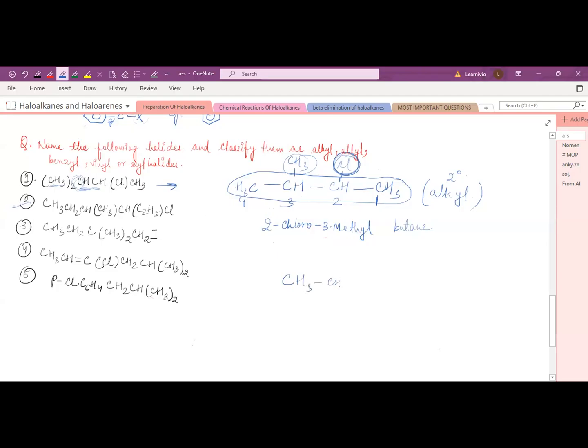CH3, then CH2, right? Then CH. On CH there is a substituent over here, CH3. Then CH, and here on CH also there is a substituent, which is C2H5, the ethyl group, and here the chlorine group is attached. Now see, can we write C2H5 as CH2 and CH3? Can we just open this chain as CH2 and CH3? It's very much similar, right?